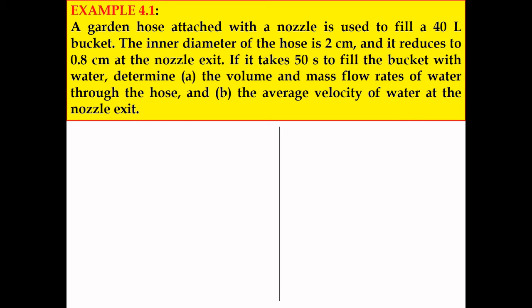Example 4.1: a garden hose attached with a nozzle is used to fill a 40-liter bucket. The inner diameter of the hose is 2 cm and it reduces to 0.8 cm at the nozzle exit. If it takes 50 seconds to fill the bucket with water, determine A, the volume and mass flow rates of water through the hose, and B, the average velocity of water at the nozzle exit.